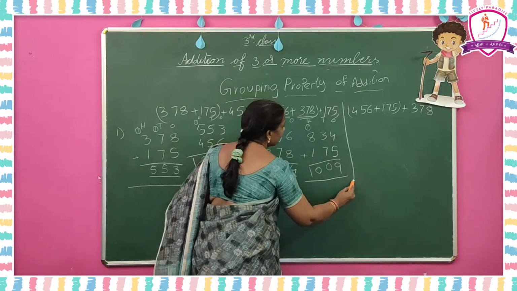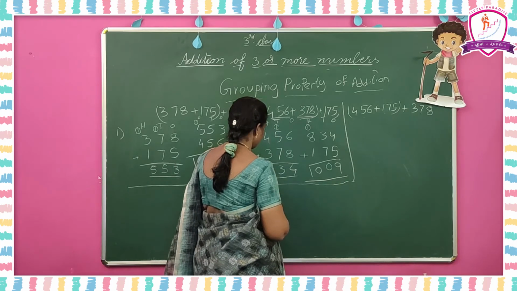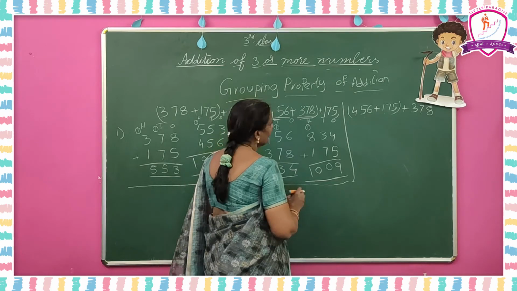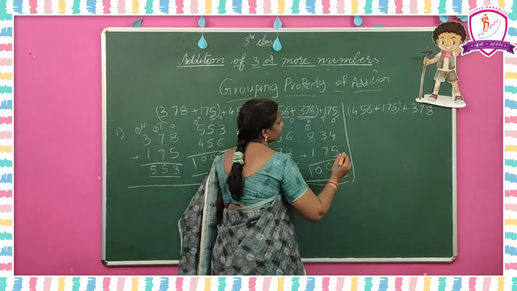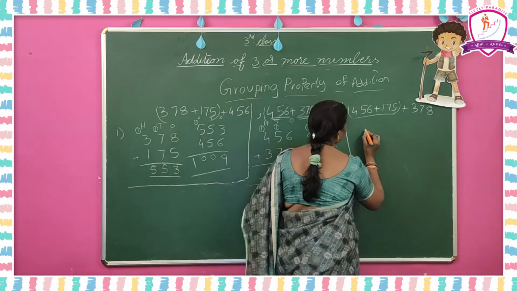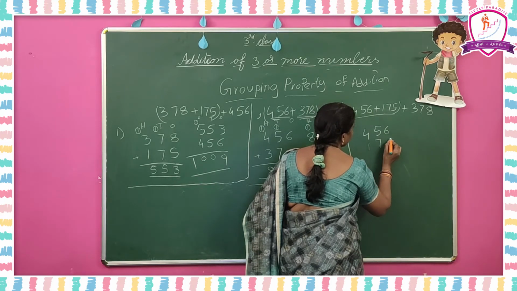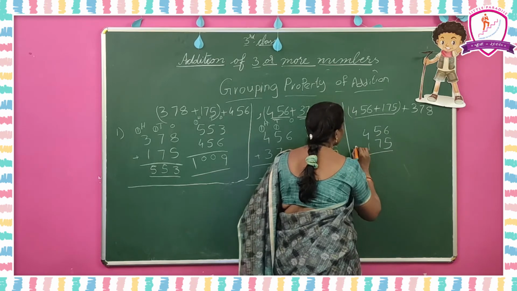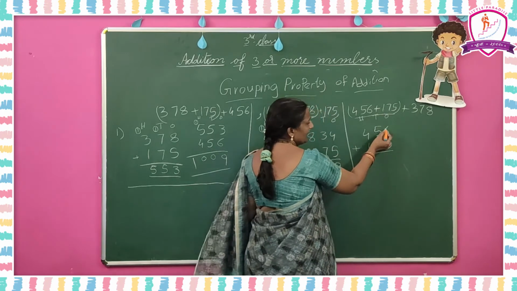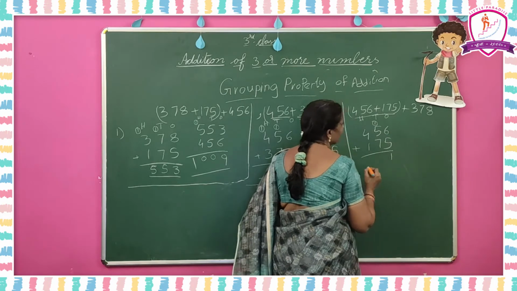Let us see what is the answer in the third column. Okay. First we have to add 456 and 175. Add these two numbers. Ones, tens, hundreds. We have to add the ones column. 6 plus 5 is 11. Take 1 as carry forward in the tens place and take 1 in the ones column.